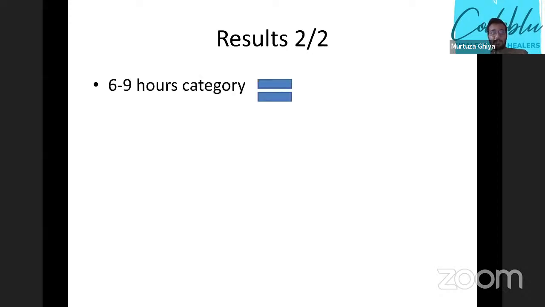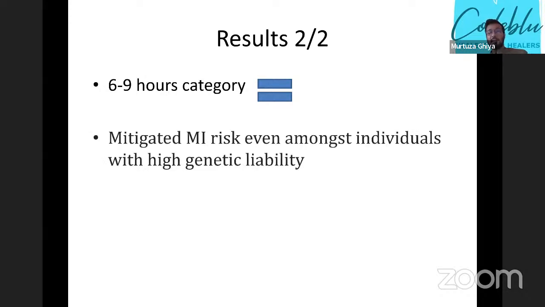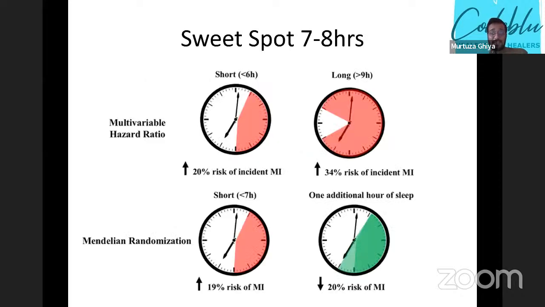Let's say the balanced sleepers, somewhere between 6 to 9 hours category. It's fantastic because it says this group mitigated. That means they bypassed their risk for MI, even amongst individuals who were considered to be high genetic liability for MI, which then means, as you can see, the hazard ratio is significant, which then means that in some ways, sleep is an independent risk factor for MI, and good sleep can sometimes help you escape MI, even if otherwise, because of a genetic composition, you are likely to get one.